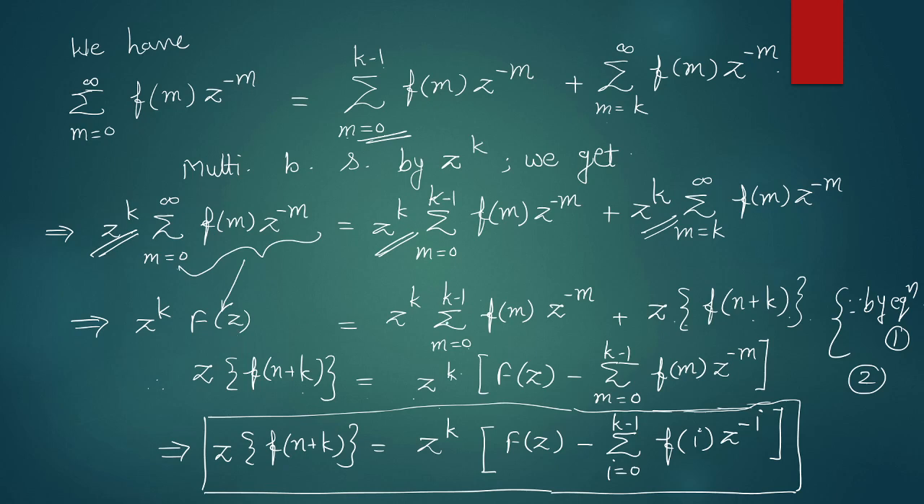And then the second term as it is. Now z to the power k into this summation from k to infinity, its value by equation 1 is the z transform of f of n plus k. Now we shifted this term to the other side, and then taking z to the power k common, we get F of z minus this term. This m is replaced by i because the last answer or property is in terms of i, therefore m is replaced by i, and we get the required result.